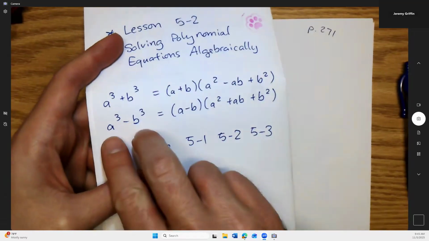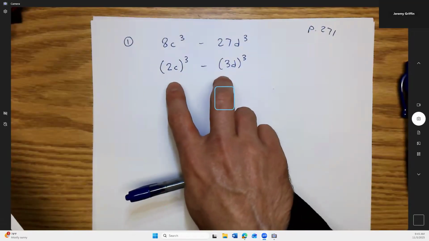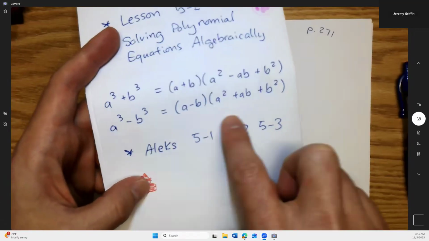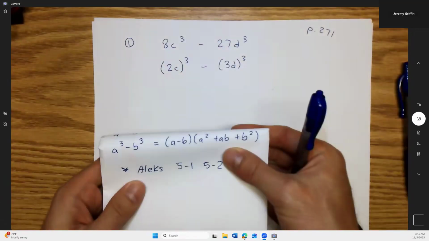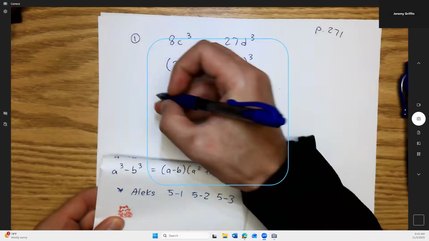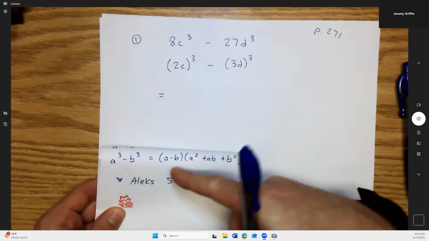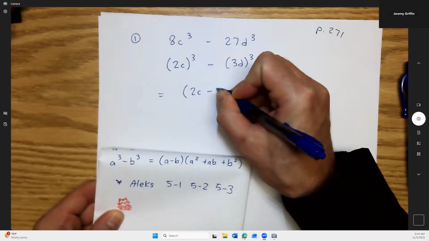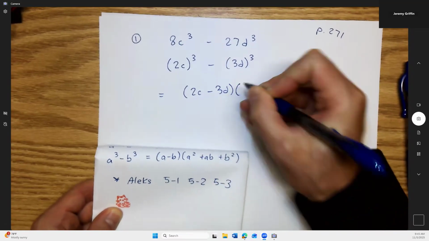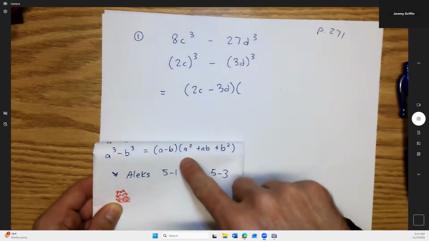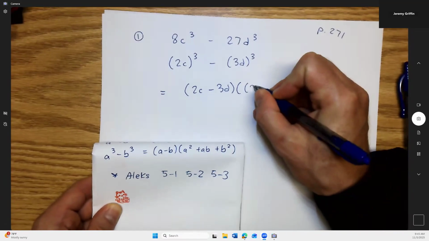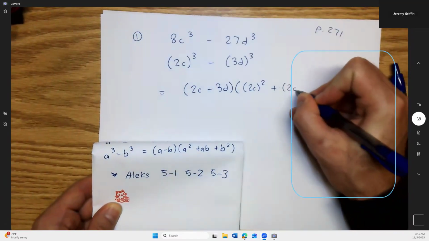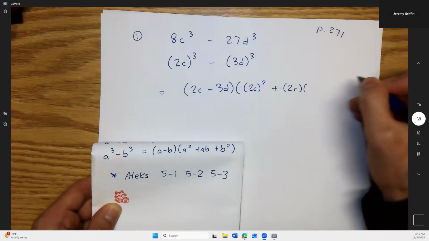So instead of a and b, now we just have 2c and 3d, but it takes the same place, doesn't it? I'm just going to follow this format exactly. Since it says a minus b, in my case that'd be 2c minus 3d. And that's all multiplied by a squared. Just to really spell it out, I've got 2c being squared, then plus ab, so that's 2c times 3d.